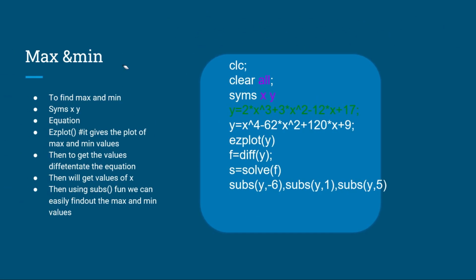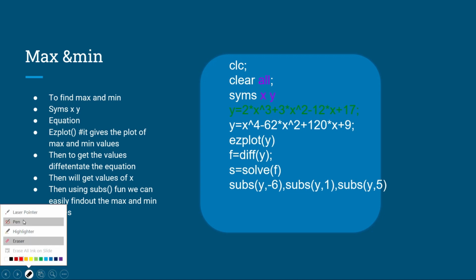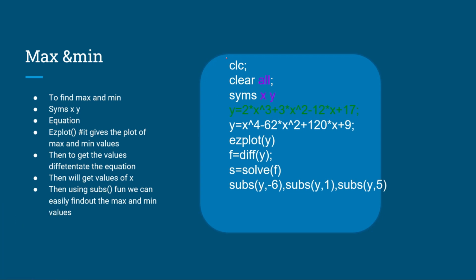So this is to find the maxima and minima. First we should understand the things. In MATLAB we have a command called ezplot. Ezplot is nothing but a way to specify the maximum value and minimum value for any quadratic equation or any nth order equation.